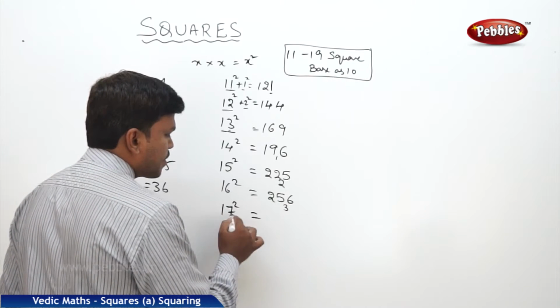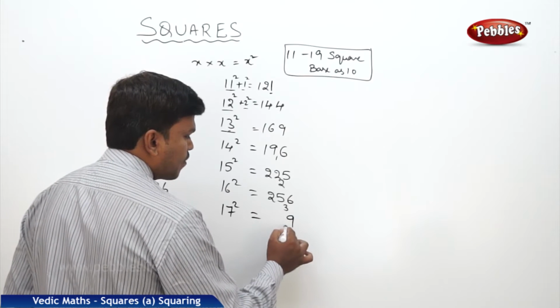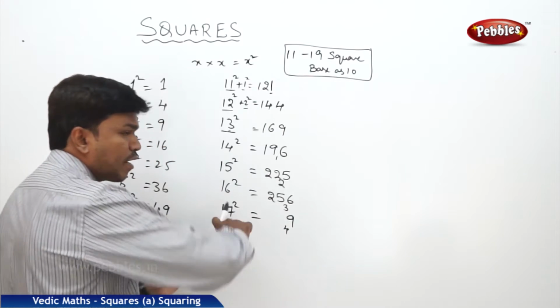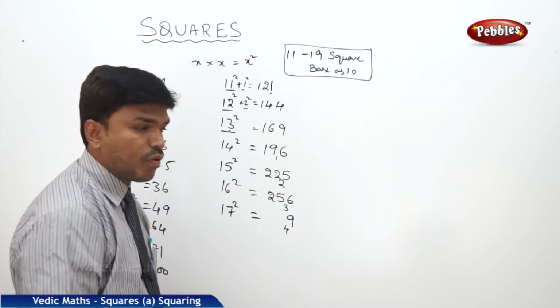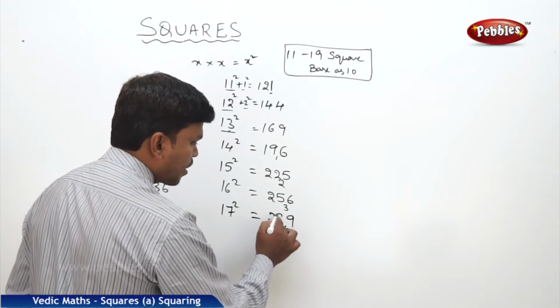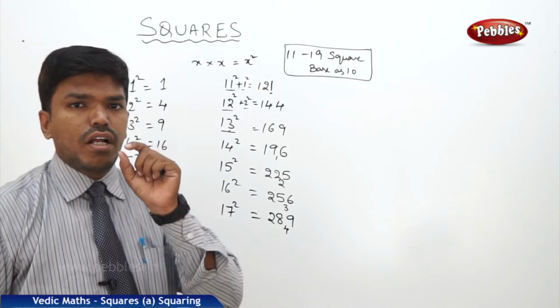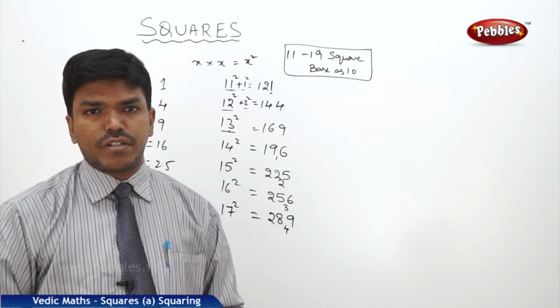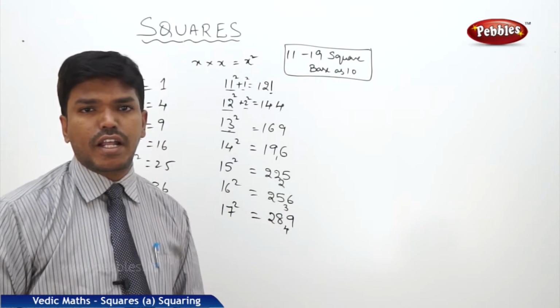17 square. 7 square, 49. So drop 9, carry 4. 17, excess number 7 when you compare with the 10. So 17 plus 7, 24. 24 plus 4, 28. So take a pass and please try 18 square as well as 19 square. You just pause the video and try the remaining 18 as well as 19.